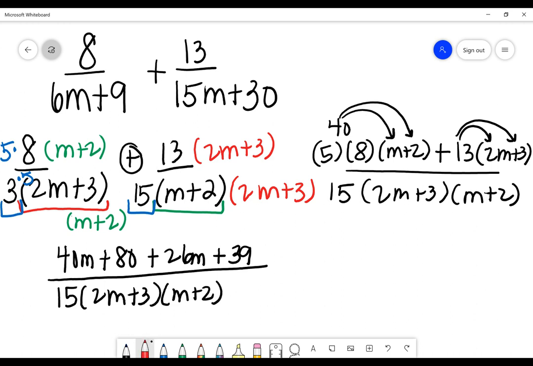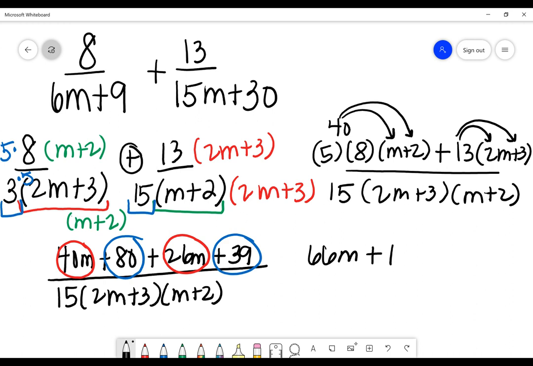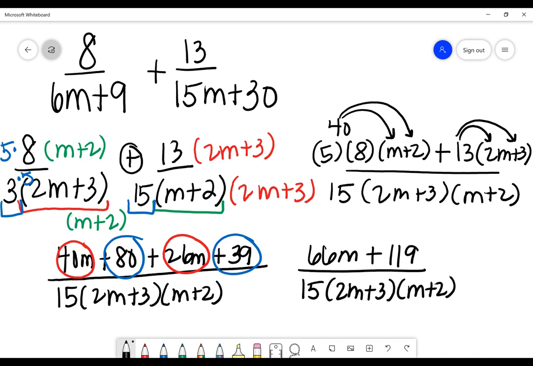So now I want to go through and combine any like terms. I have 2 m terms that I'll put together and 2 constant terms that I'll put together. So 40 plus 26 is going to give me 66m. 80 plus 39 is going to give me 119. And that's going to be over that common denominator, the least common multiple. And that would be my final answer.